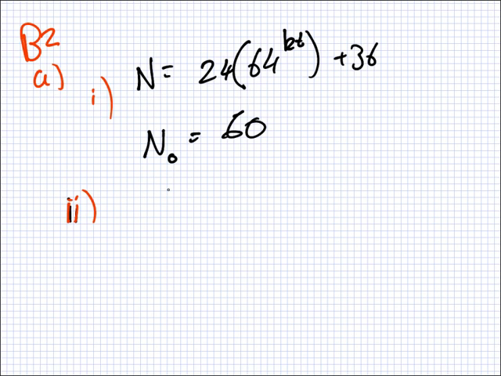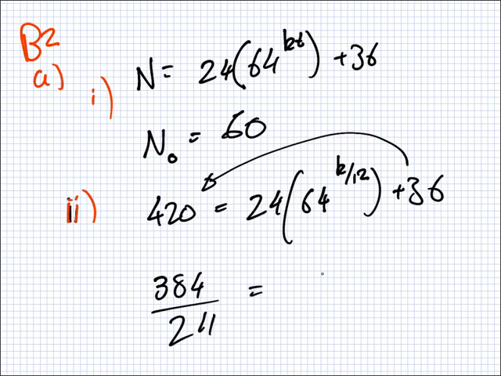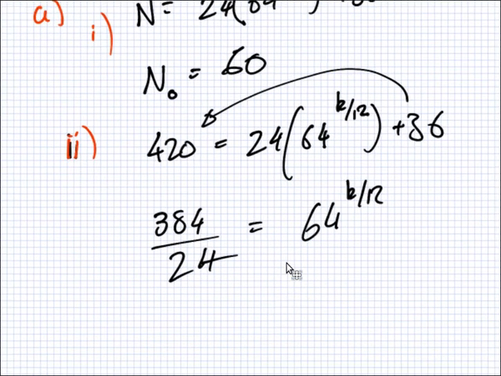Part 2. n is 420 and t is 1 over 12. What's k? Right, so n is 420. T is 1 over 12. So that's k over 12. We just want to solve this for k. Right. So 420 minus 36. What's that, please? 384. Yes. And then we'll divide by 24. It's 16. Yes.